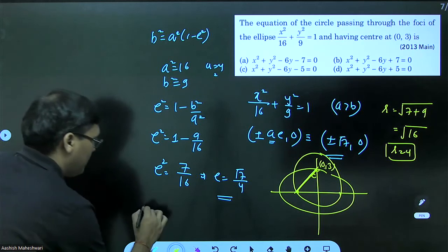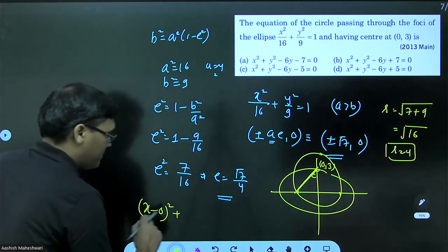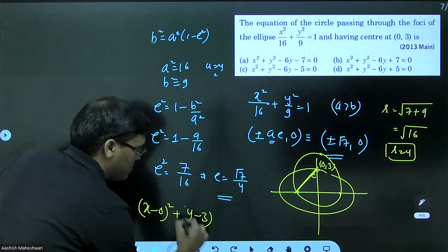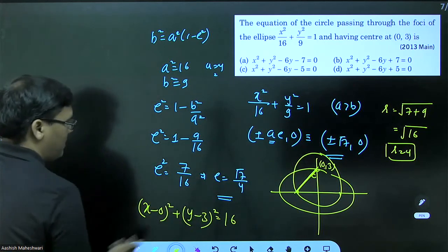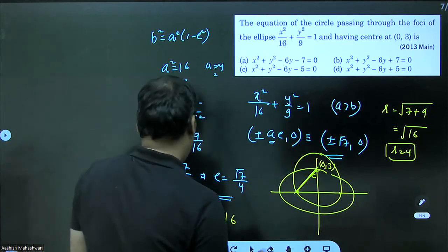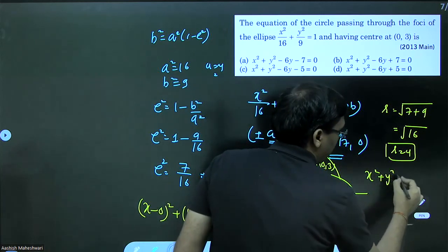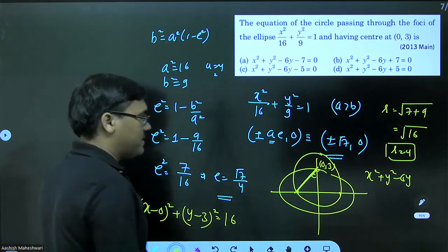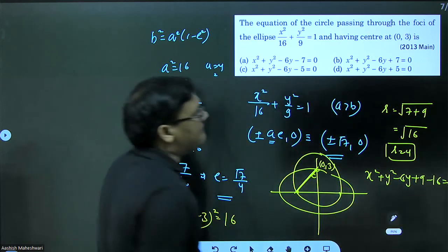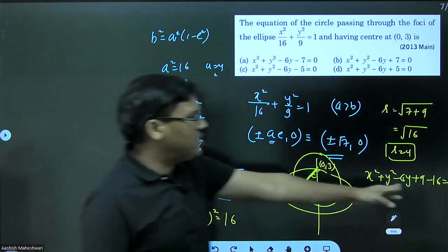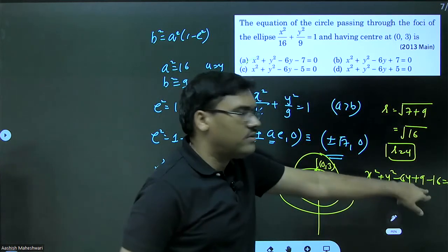So what is the equation of this circle? The center is 0, 3. So this is x minus 0 square plus y minus 3 square is equal to the radius square, that is 16. 4 is the radius, 16, right? So if I simplify this, you can check the answer: x square plus y square minus 6y plus 9 minus 16 is equal to 0. So you can check what is the value. This is equal to minus 7. Option A is the answer for this question. It will be minus 7. So you can check the answer, right?